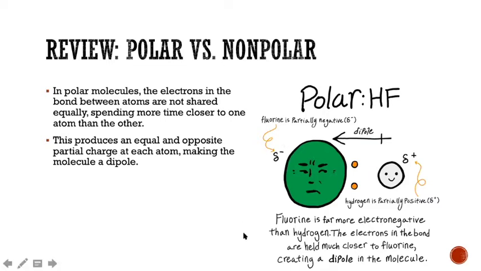It's also important to note that this is not an ionic bond. It's different from an ionic bond. It's only a partial charge. It's not a full electron being passed from one atom to the other. That's why these partial charges are denoted with a delta negative or delta positive.